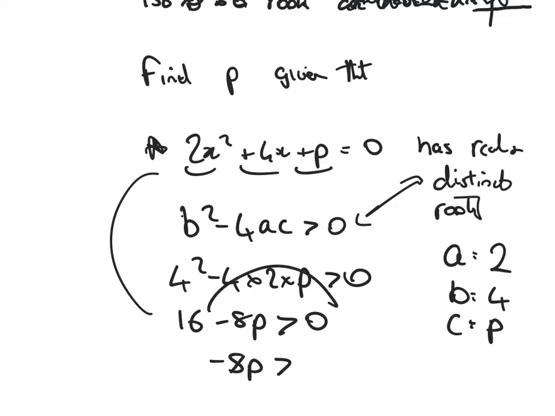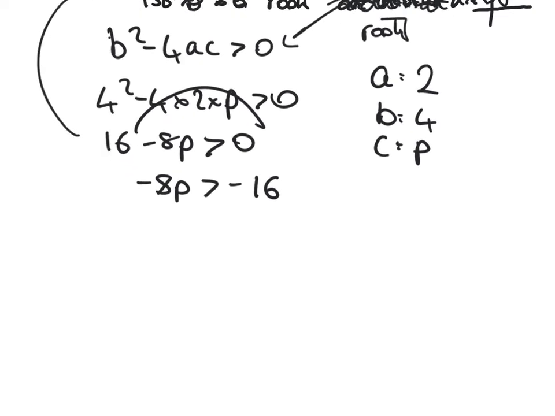So that would be minus p is greater than minus 16. Now remember, for solving linear inequalities, that if you divide through by a negative number, you must flip the inequality at the point of division.